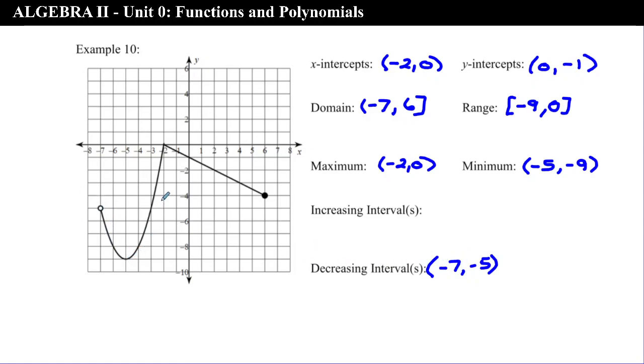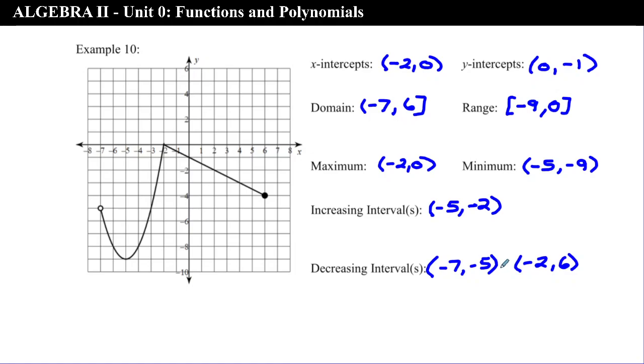Now it's going to start increasing. So we're going to come up here and we're going to start our increasing interval where we left off with our decreasing interval, and that's at -5. Now we're going to follow this graph up. We're increasing until we get to -2. And -2 would be our bound on the other end of our increasing interval. Then as we get to -2, we start decreasing through the end of the function at 6. Okay, so now our other interval is -2 to 6.